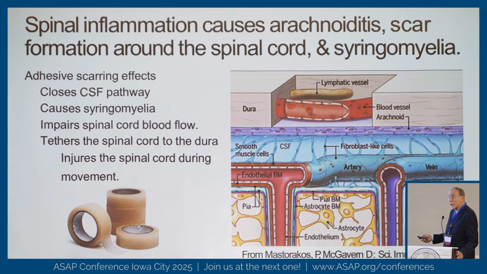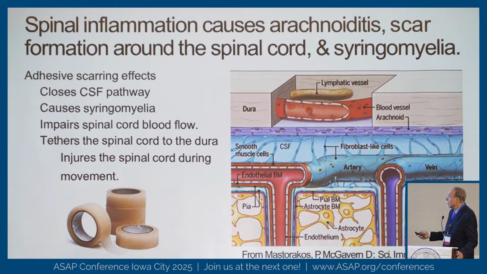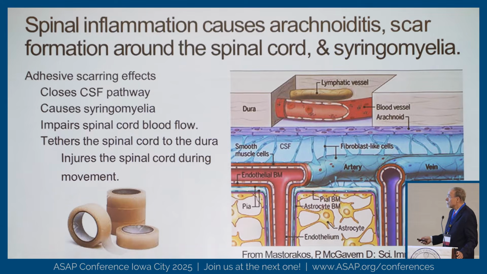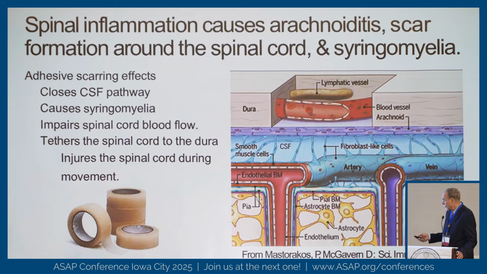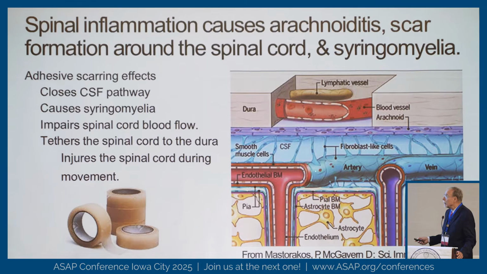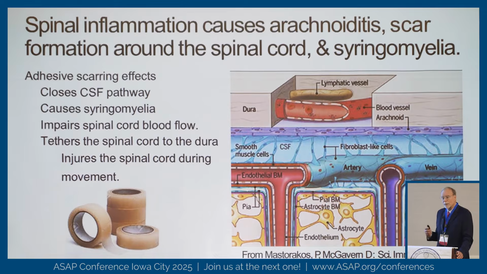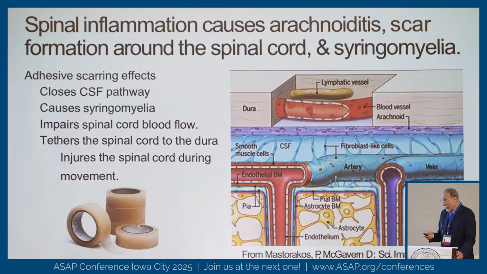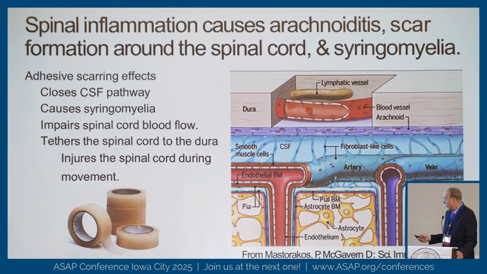There are usually a few bands there, but more and more fibrous tissue builds up there, and it glues the dura to the spinal cord. Some people call that adhesive arachnoiditis, just like adhesive tape. The problem with that is it closes the spinal fluid pathway. It causes syringomyelia. It affects these blood vessels that impair blood flow. And it tethers the spinal cord to the dura, because every time you put your head up and down, the spinal cord moves. But if it's tethered, the spinal cord can't move, and that traction is not tolerated very well by the spinal cord.